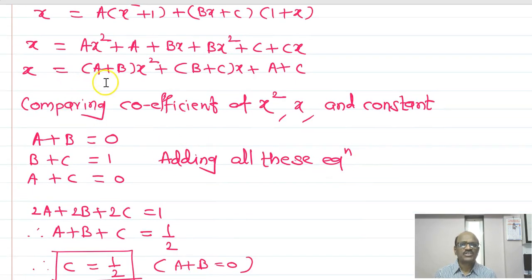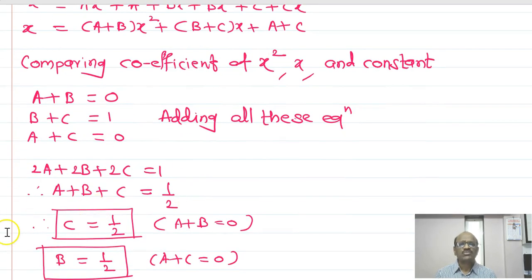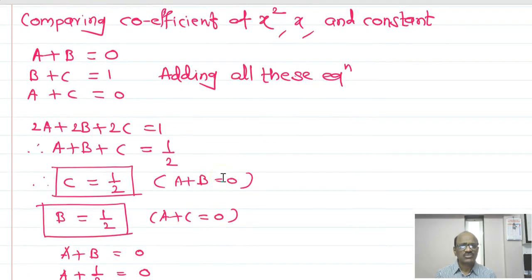Therefore, comparing the coefficient of x squared, on the left hand side it is 0, and the coefficient of x is 1, and the constant is 0. Therefore, we have three equations. The coefficient of x squared is 0, therefore A plus B is equal to 0. The coefficient of x is 1, so B plus C is 1. A plus C is equal to 0. And if we solve this by adding all these three equations, then we get 2A plus 2B plus 2C is equal to 1. Therefore, A plus B plus C is equal to 1 upon 2.